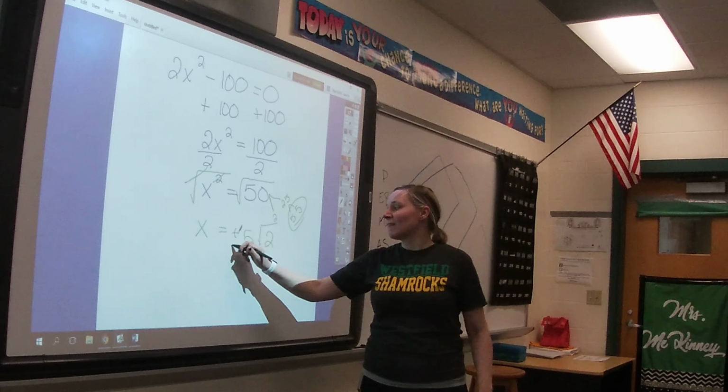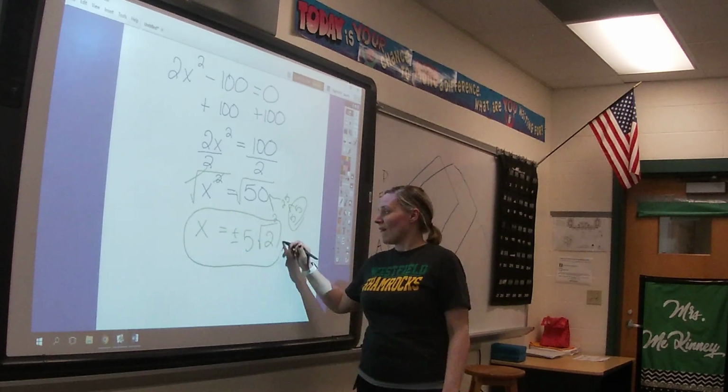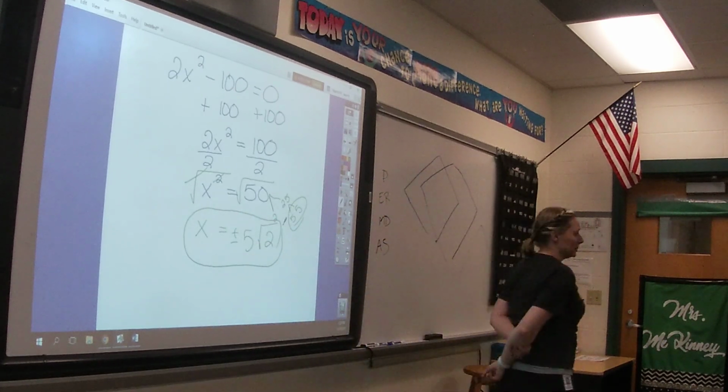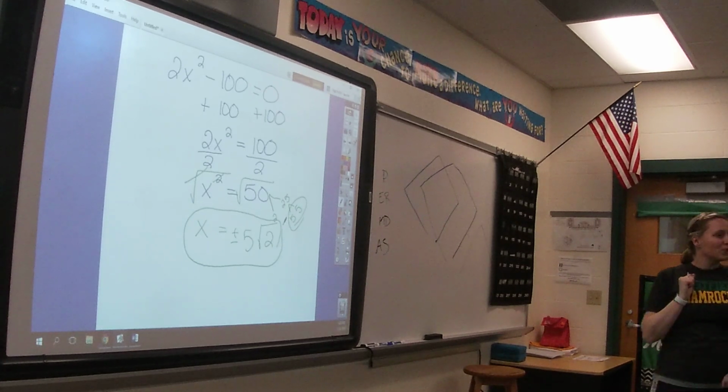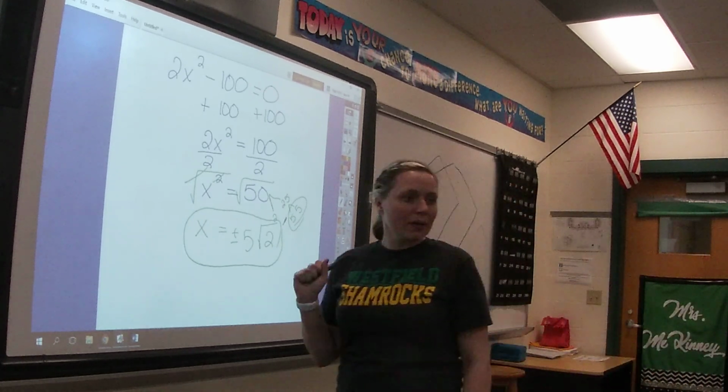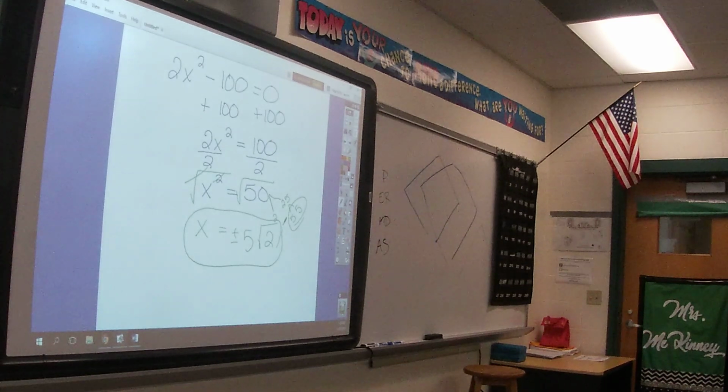Plus or minus? How many answers is that? 2. What's one of the answers? A negative 5 square root 2. Right? A negative 5 square root 2 and a positive 5 square root 2? Yes, Rachel? Never mind, sorry, I did the math wrong. No, sorry. You're okay? You sure?